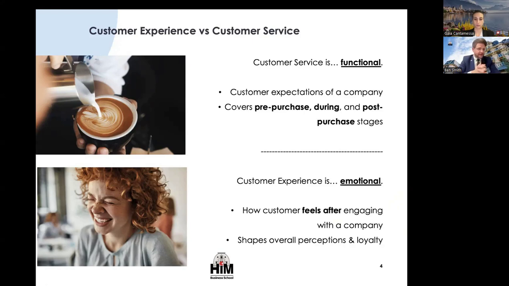And where customer service is about meeting expectations, customer experience is really what we remember. It's what helps us to decide how we feel about a specific company, whether we perceive it as a positive example of a company that we would like to use again, and whether we will remain loyal to this company, and even whether we would refer this company to friends or family.